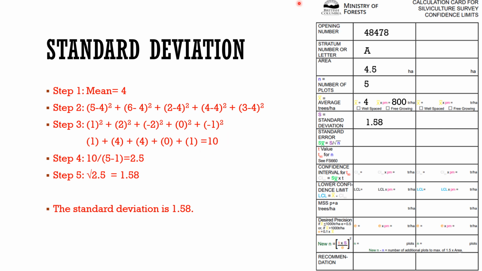Now for our next step, we have to take that value and divide it by the number of completed plots minus 1. So we did 5 plots. It's written down here. We go 5 minus 1 equals 4. And then we go 10 divided by 4 equals 2.5. Now for the final step, we just have to take the square root of 2.5. So on your calculator, you just need to look for the symbol that looks like this and hit it, and then 2.5, and the value that you get is 1.58. So that is your standard deviation, and we record it right here.